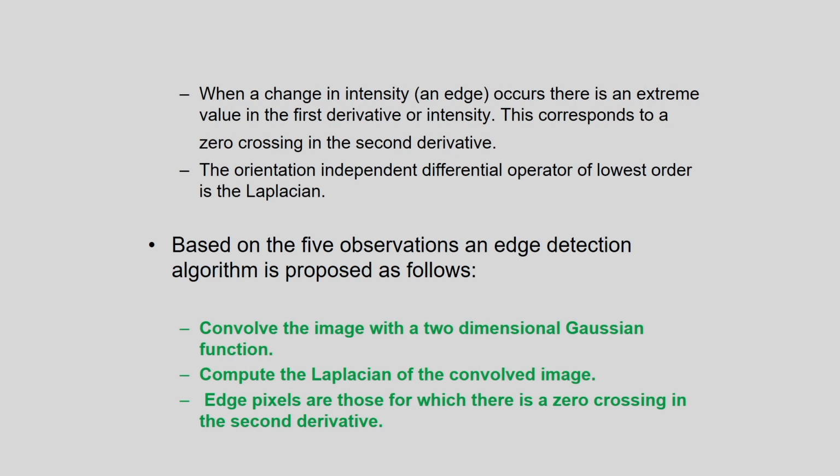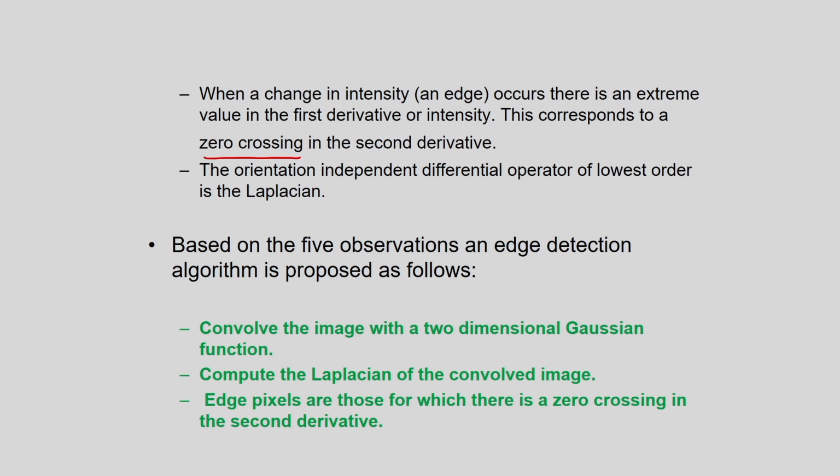Based on these observations, I can apply the gradient operation, that is, the first order derivative, where the maximum gives the location of the edge pixel. Or I can consider the second order derivative, where I have to see the zero crossings to find the location of the edge pixels.